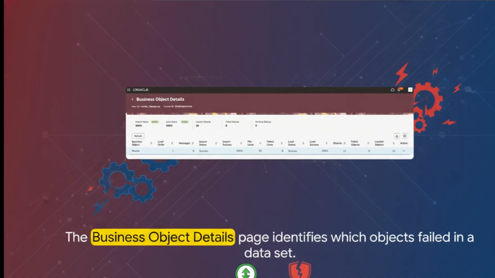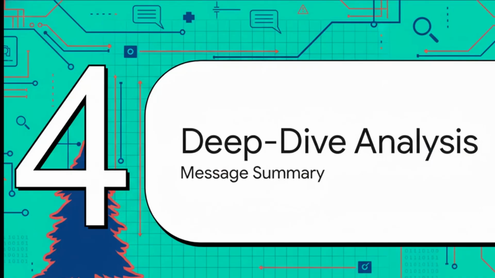Right. The business object details page is invaluable, especially when you have a data set with multiple business objects that completes with errors. It lets you see with surgical precision which objects succeeded and which ones failed. Let's take an example. Say your file contains both bonus payments and element entries, but only the element entries fail. This page is what allows you to isolate that specific failure and then take a targeted action, like rolling back only the failed object.